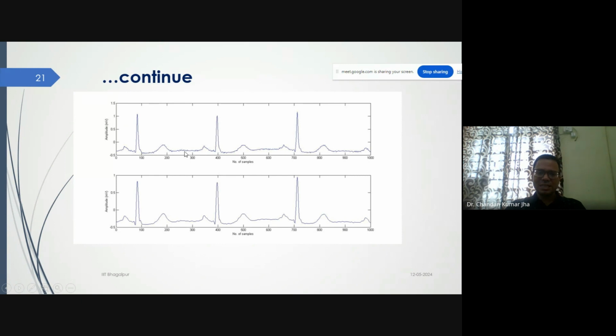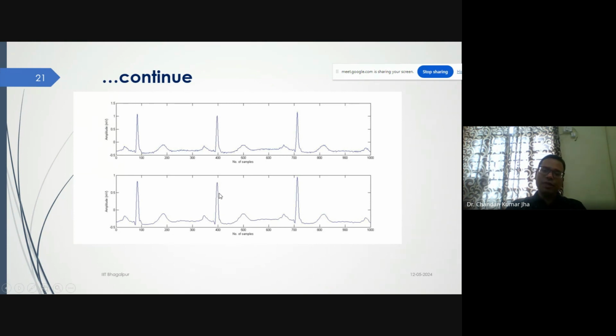You can see here, this is the original signal. On the x-axis it has the number of samples, so this is the time axis. On the y-axis there is the amplitude in millivolts. Here you can see that it is affected by certain high frequency noises. This type of abrupt change in the morphology is called high frequency noise.